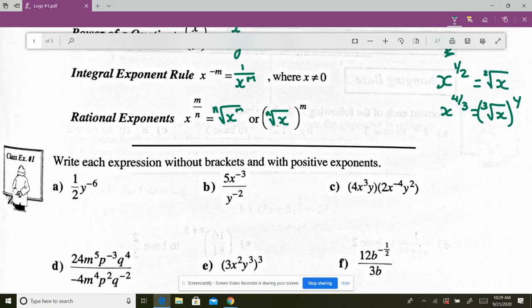But we're going to practice some stuff right here. So 1/2 y to the -6, we're going to write everything without brackets and positive exponents. How do I make the y to the power of -6 positive? Where do I put it?